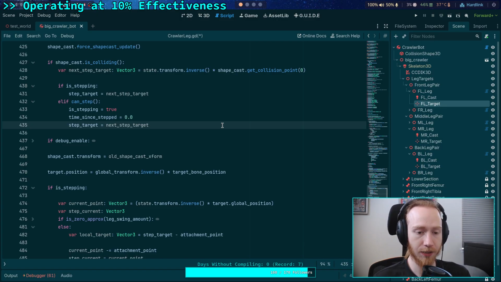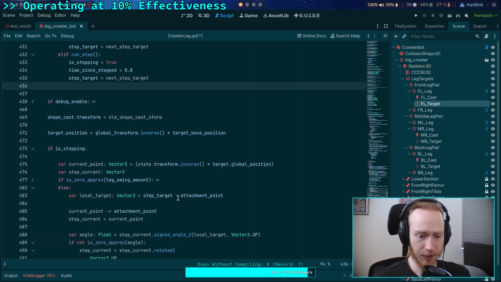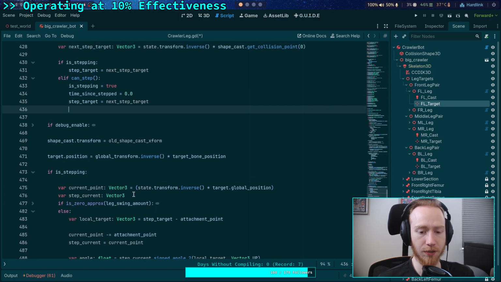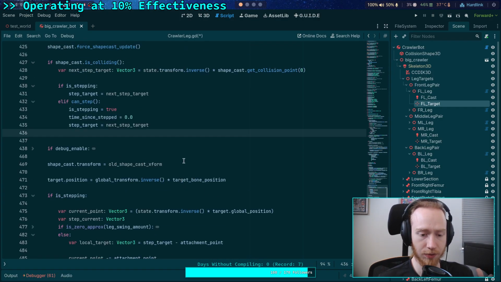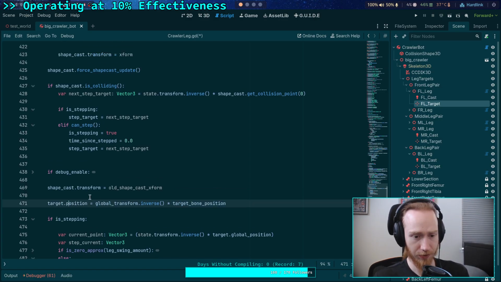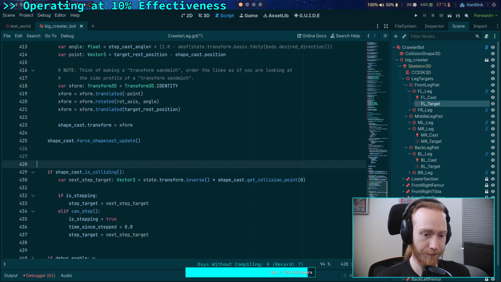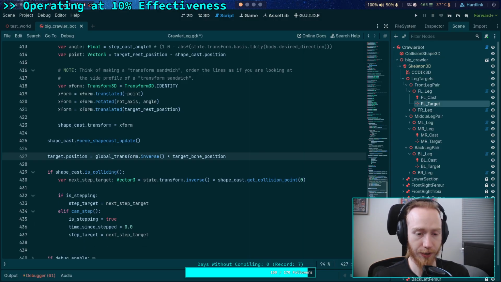So I have step target, and then I will get step target minus that, which is a local target. Signed angle 2. Current point is this. Target global position. I think I actually need to move this up. Yeah, I think that needs to move up before this. So I can have that.